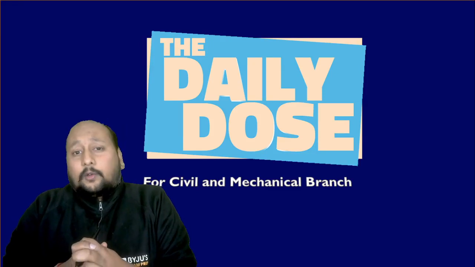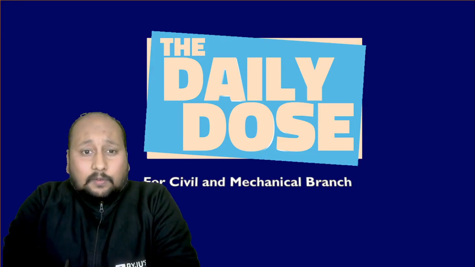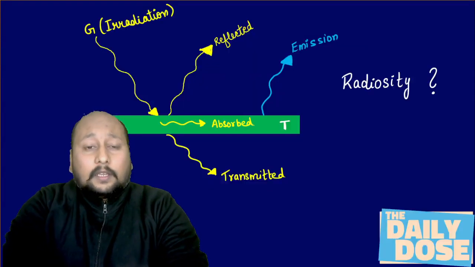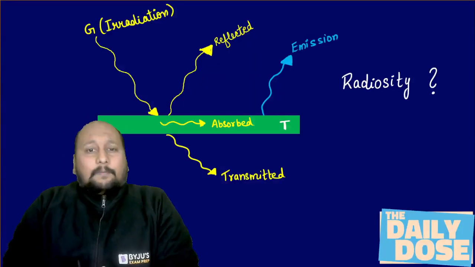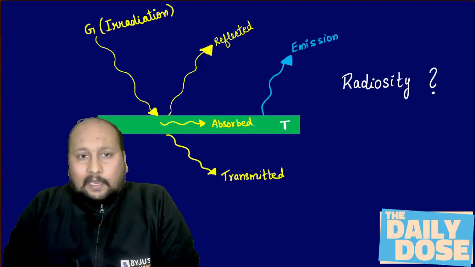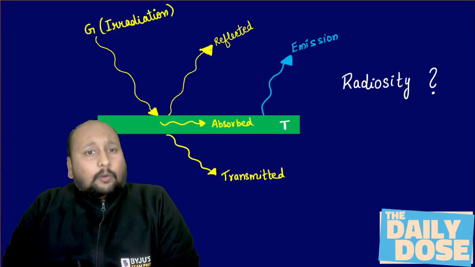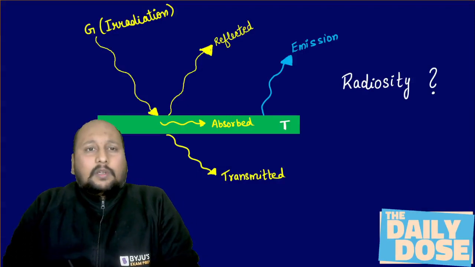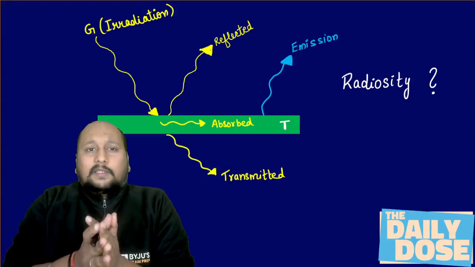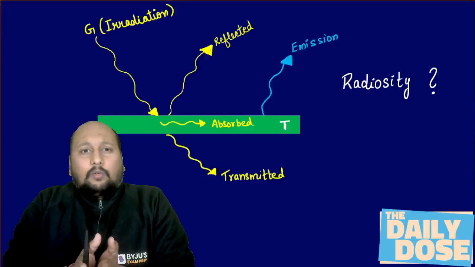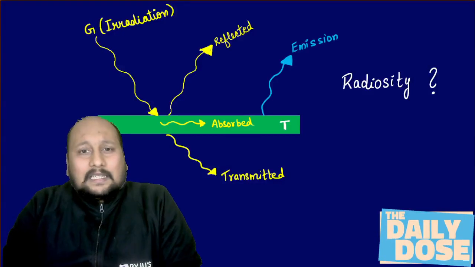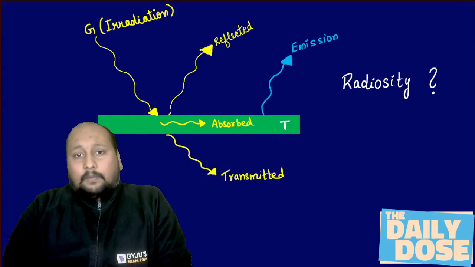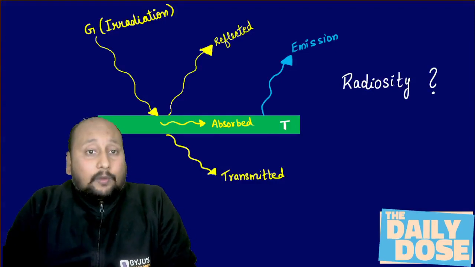In this particular daily dose video, I'll be having a discussion with you on a very interesting segment of radiation network. Let us suppose there is a plate which is having a temperature of T Kelvin, and we need to calculate the radiosity. Normally we have a tendency to use the expression radiosity is equal to rho into G plus the emission, that is capital E, right? But in this particular problem, it won't be the correct equation.